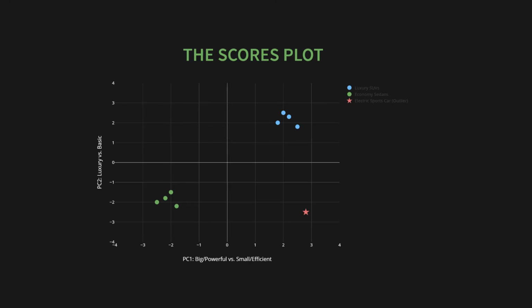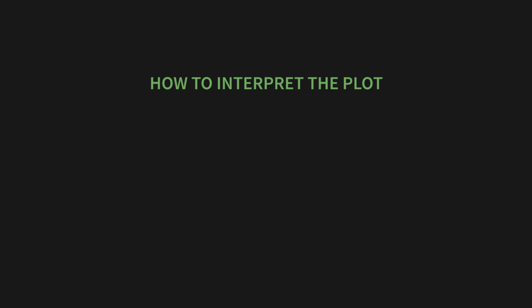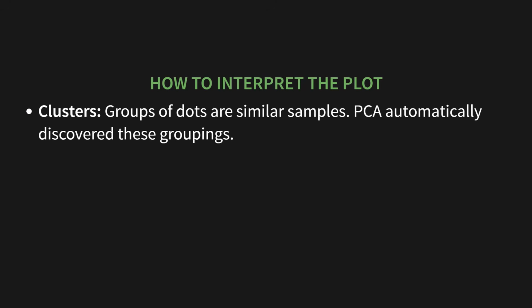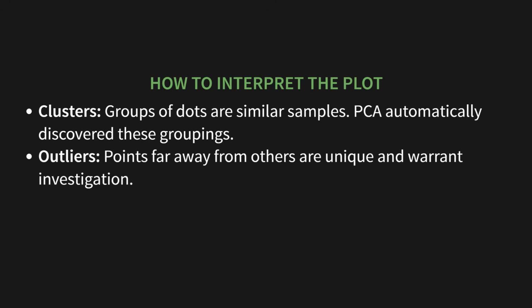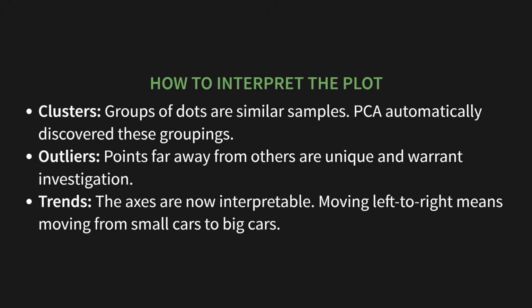Now, how do you interpret this beautiful plot? First, look for clusters. See those groups of dots? Those are similar samples. PCA has automatically discovered these groupings in your data without you telling it anything. Next, look for outliers. Points that are far away from others are unique, and they warrant investigation. Maybe that's a rare electric sports car. Finally, look at the trends. The axes are now completely interpretable. Moving from left to right on this chart literally means moving from small, efficient cars to big, powerful ones.